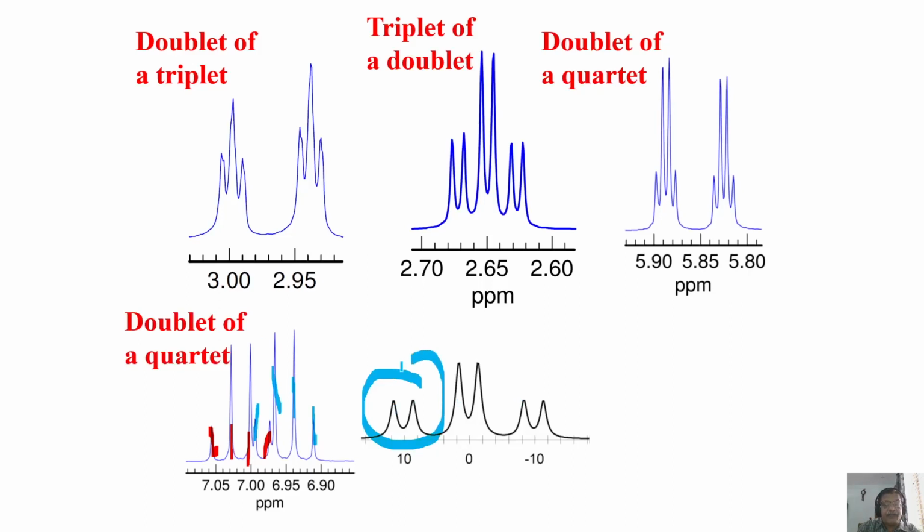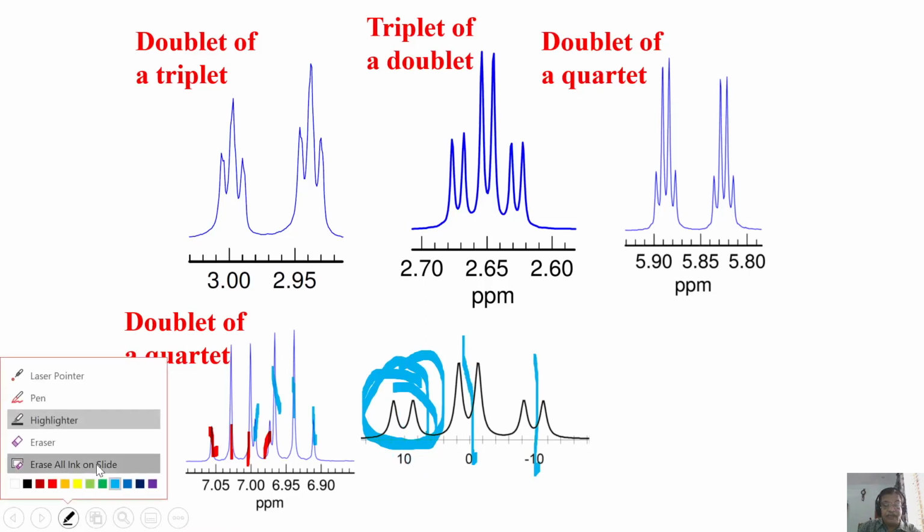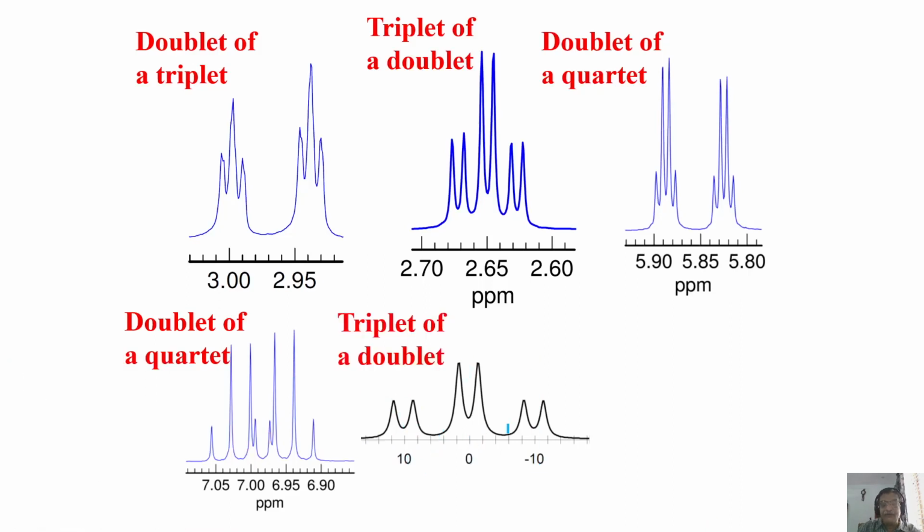Now this one, larger splitting is triplet. Each line of the triplet is split into a doublet. See, the center of this to the center of this is a triplet coupling, and each line of this triplet is split into doublet. What do you call this? This is called triplet of doublets. What about this one?